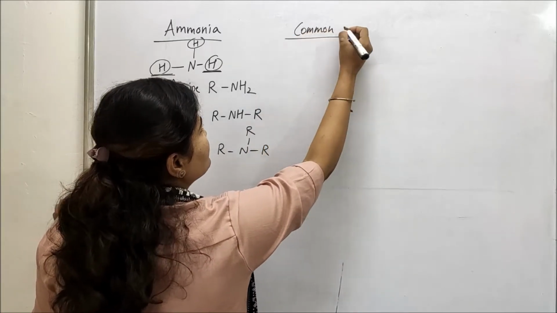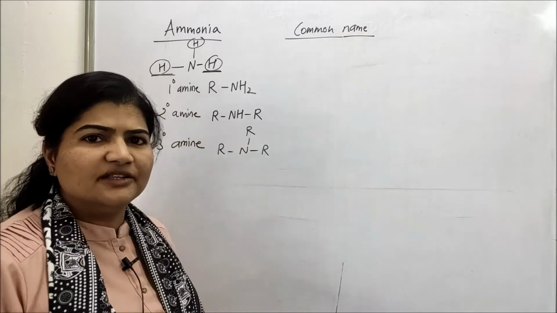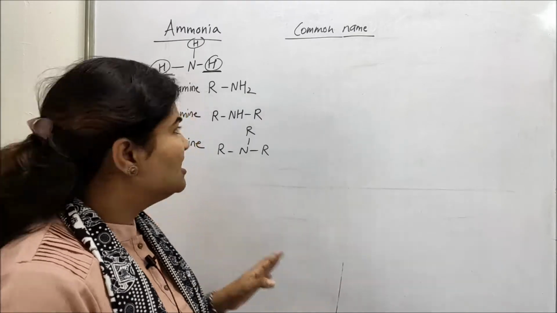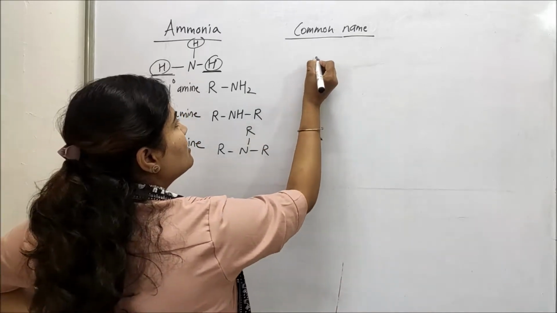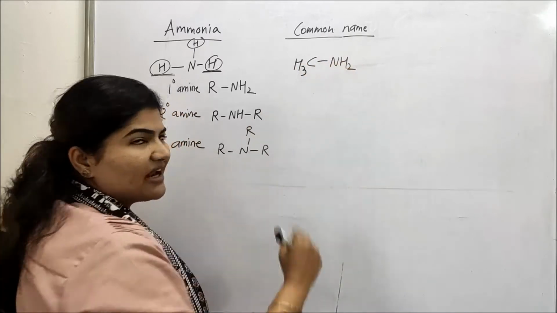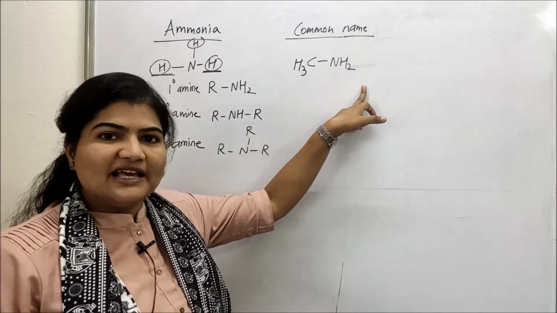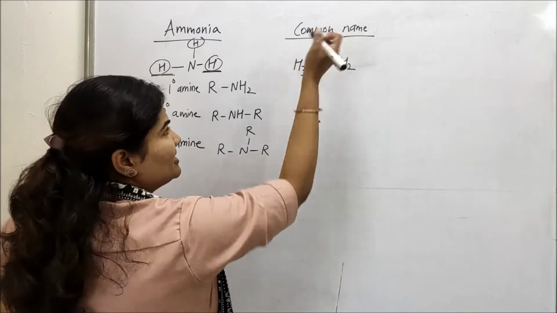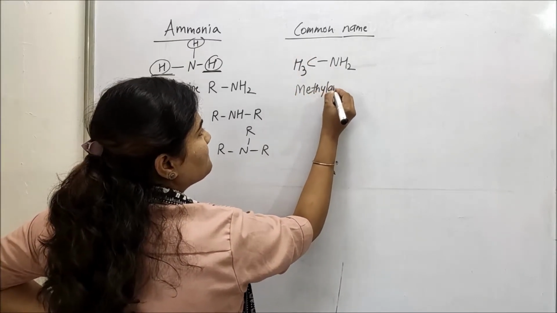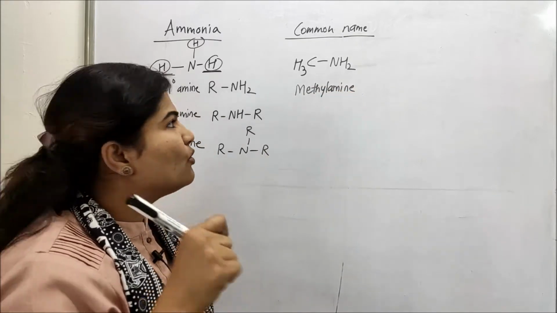So in the common system, the names of amines are written with alkyl groups followed by the word amine. For example, let me take an example. CH3NH2. It is a primary amine, and as you can see, there is a methyl group and an amine group attached to it. So the common name for this will be methylamine. Okay, no space in between, we have to write it as one word.